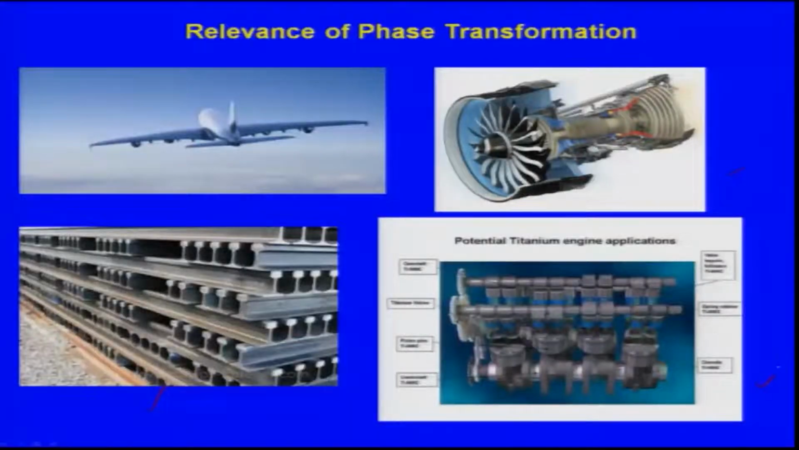Remember, rail is what is allowing us to move trains. So, therefore, they are subjected to stress, temperature, harsh environment, and many other things. So, they must have combinations of properties so that they can serve the purpose, and this is basically done by controlling the phase transformations.